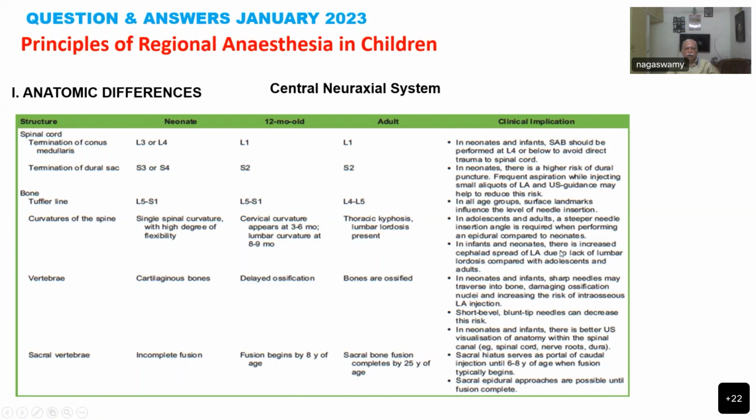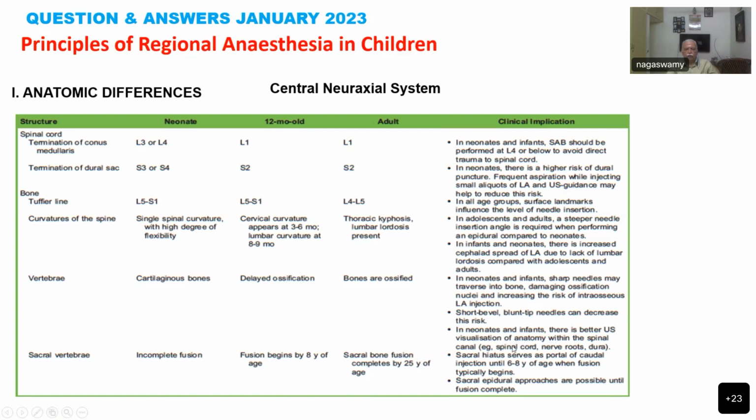In infants and neonates, there is an increased cephalad spread of local anesthetic drugs due to the absence of lumbar lordosis. And sharp needles may traverse the bone and damage the ossification, so short bevel blunt needles should be used. In neonates and infants, there is better ultrasound visualization of the anatomy of the spinal cord because there are no hard bones to block it.